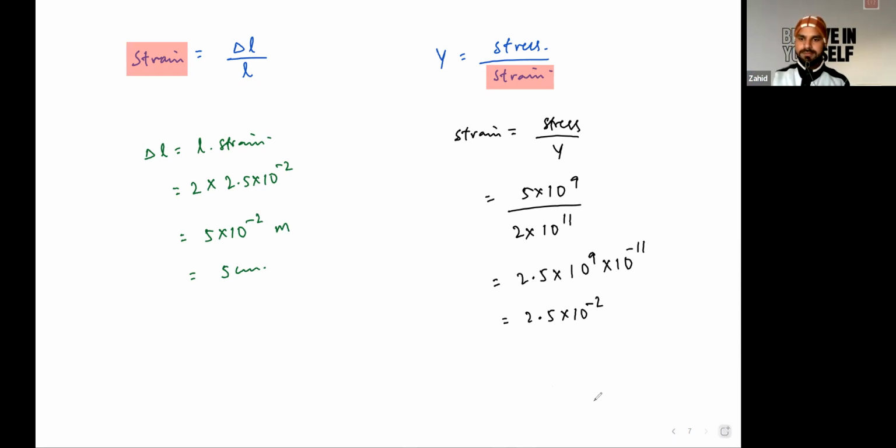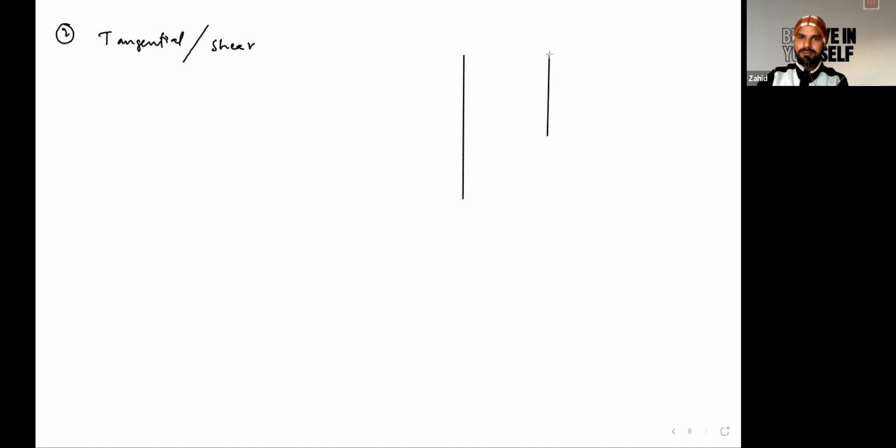Next is related to shape, which is called tangential or shear. Suppose you have a cylindrical body like this.